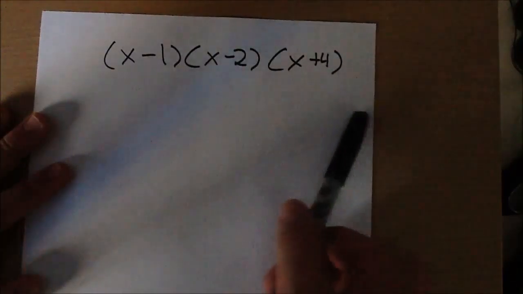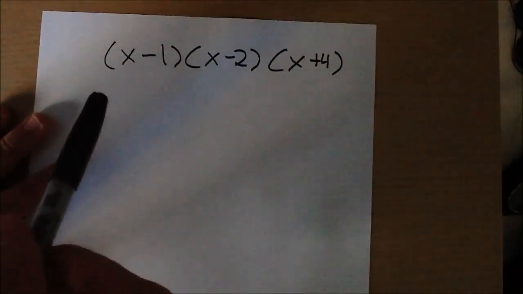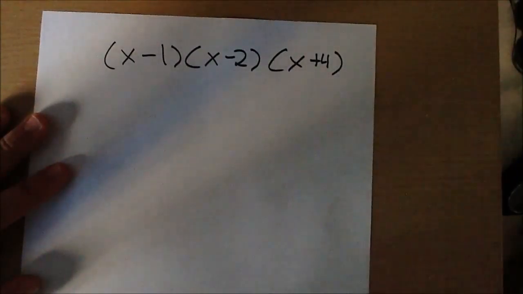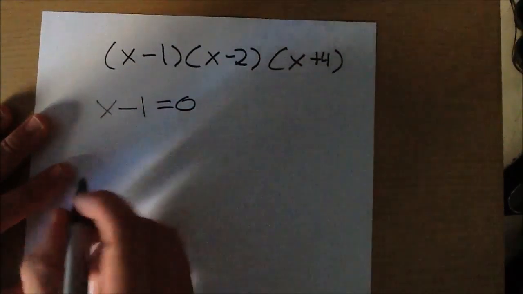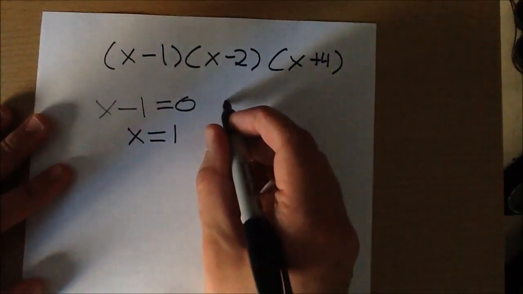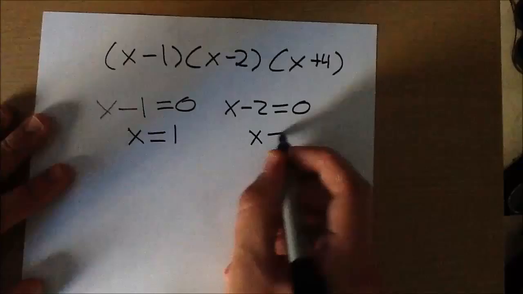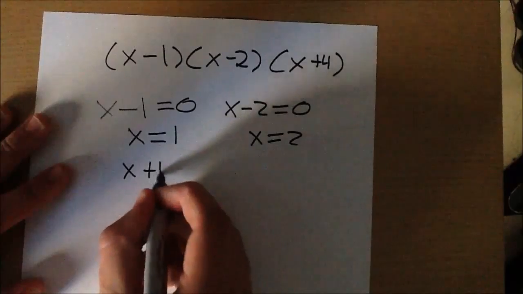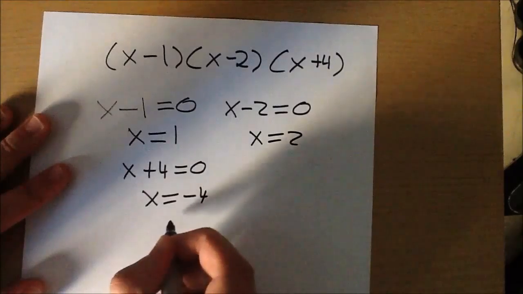So these are the factors, and now you have to make them equal to 0 and then solve for x, and that will give you your real zeros. So x minus 1 equals 0, that means x equals 1, and that's one of your zeros. Then x minus 2 equals 0, that's x equals 2, your second zero. And then x plus 4 equals 0, which is x equals negative 4, and that's your third zero.